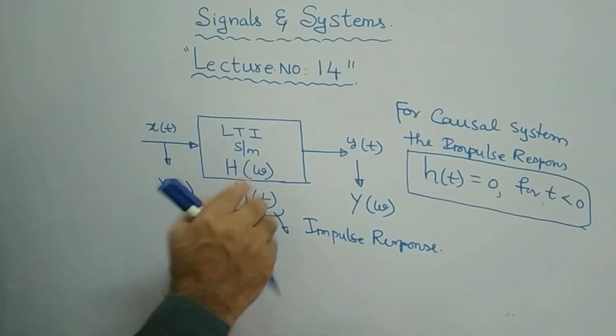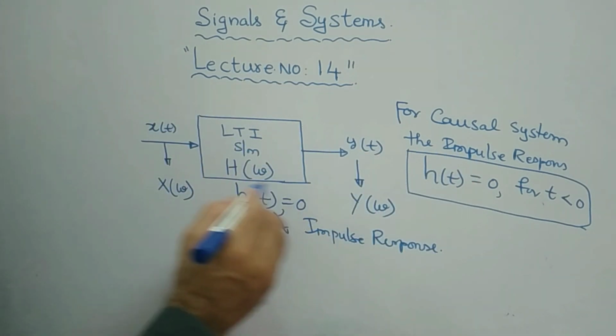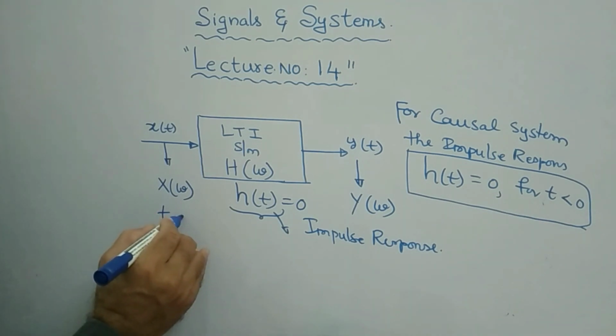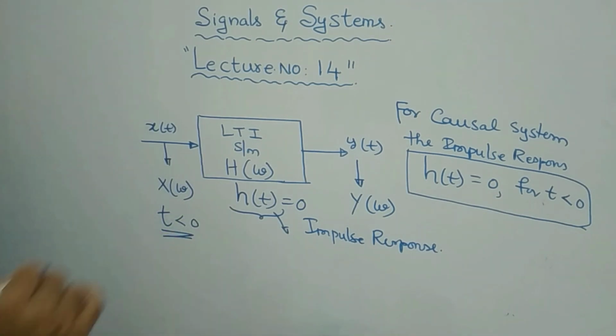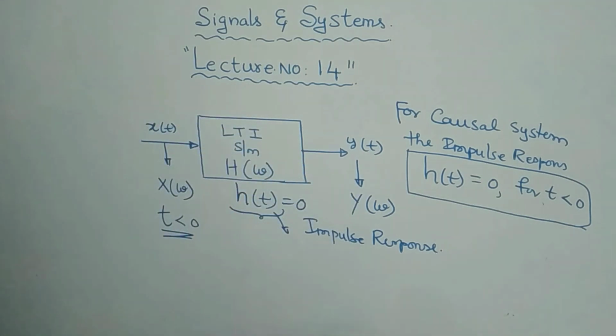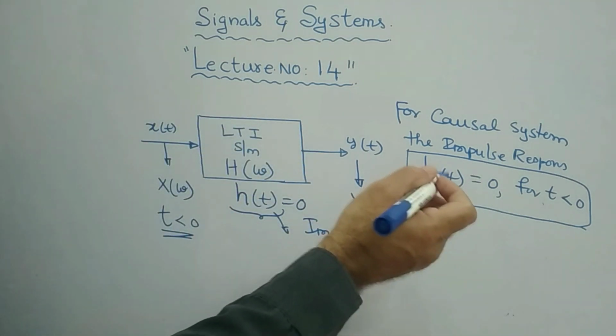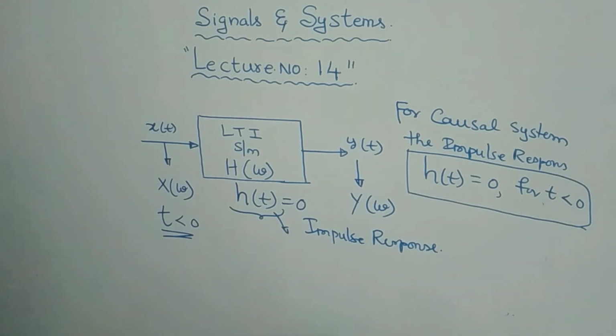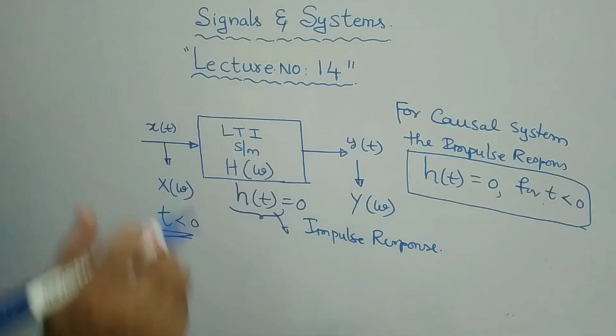h of t must be 0 for t less than 0. If this condition is satisfied, then the system is called a causal system, and it is a very, very important point. So this is what we have about causality.